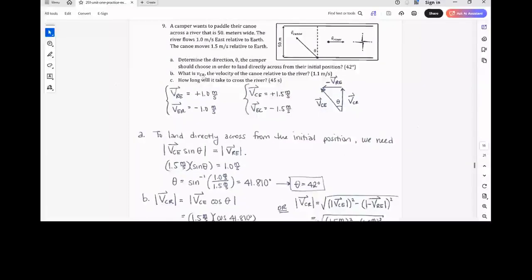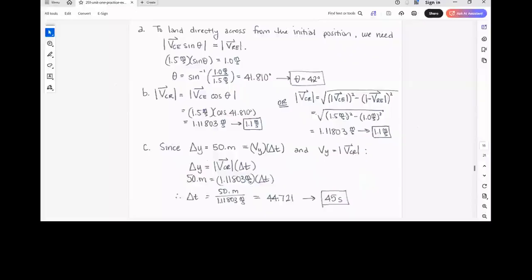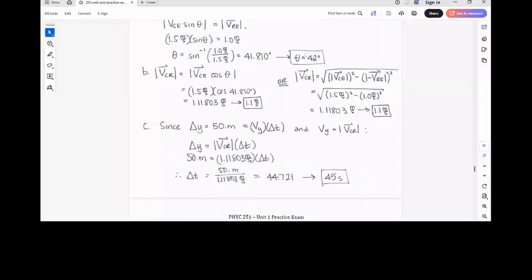Part B, what is VCR, the velocity of the canoe relative to the river? There's a little right triangle here that shows what we are going for in this problem. So we need the river's velocity to be perfectly canceled out by one piece of the canoe's velocity relative to Earth. Now that I know this angle theta, I've got some wiggle room.